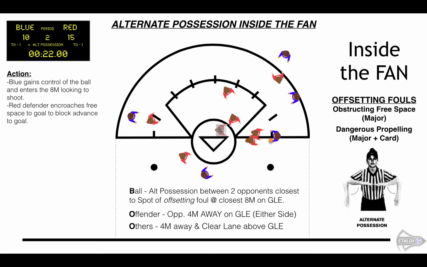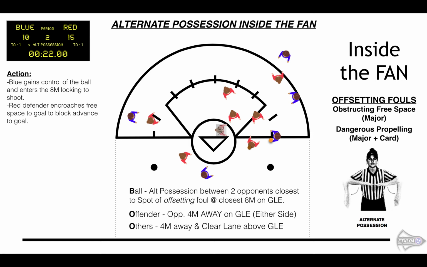And the opponent of the ball handler now will choose which side they want to be on. In this one, it's more advantageous for the defender to be inside between the goal circle and the ball handler, so that's where they'll line up. Then we'll clear the lane above the goal line extended and restart play. So that's how it's supposed to be set up.